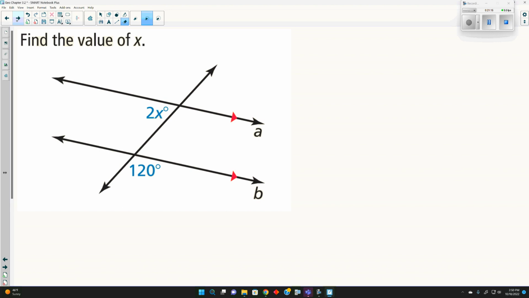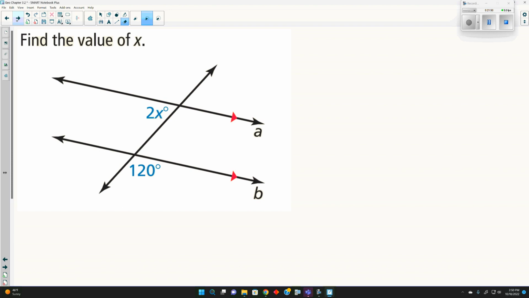So we have this one here. Are 2x and 120 corresponding angles? 120 is below the line and to the right, and 2x is below the line and to the left, so they're not that. Are they alternate interior? No, because they'd both have to be between the lines. They are not. Alternate exterior, they would both have to be outside, yes? So they're not alternate interior, alternate exterior, or corresponding.